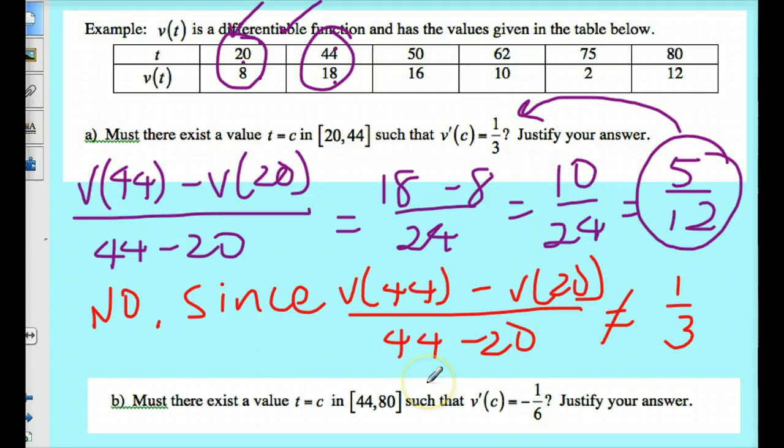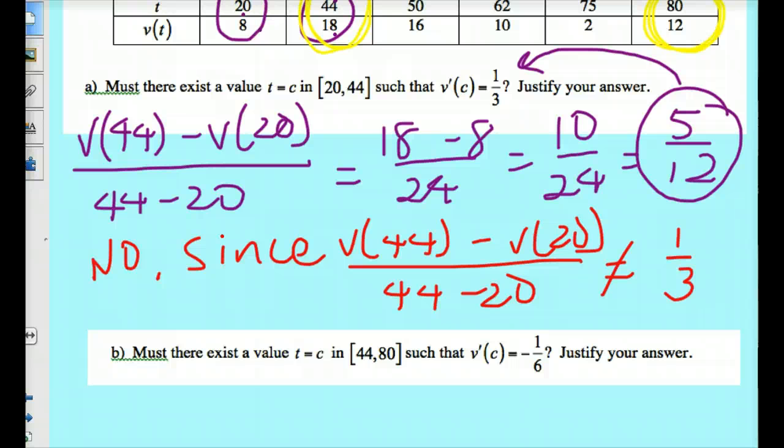It says, must there exist a value t equals c in [44, 80] such that v prime of c is equal to negative 1/6? Justify your answer. So now we need to take a look at the numbers 44 all the way up to 80. Okay, so we do the same thing.